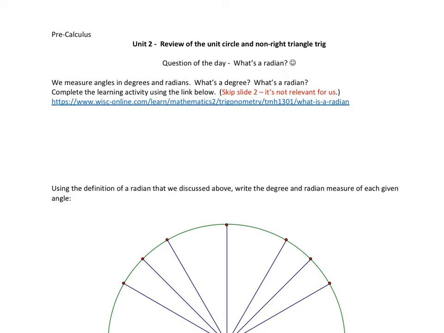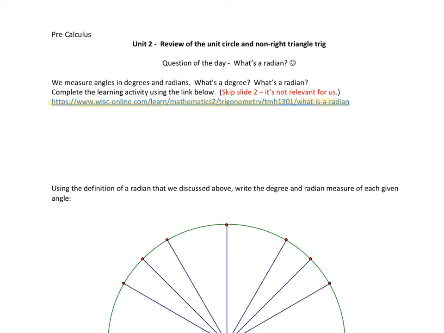So the learning activity in the first video goes through the activity that's on the link that I just highlighted. So if you want, you can walk through that. I went through that with some explanation in the other video on the link that I sent you. So I'm going to summarize that activity right now.